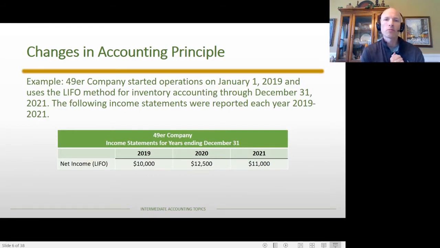49er Company started operations on January 1st, 2019, and they used the LIFO method for inventory accounting all the way through December 31st, 2021. And this was the income as it was reported from 2019 to 2021. Net income in 2019 was $10,000, in 2020 was $12,500, and then in 2021 is $11,000. For those students who are following the lecture, I formatted this a little bit differently than what you see in the problem in your notes, and it's just a little easier to digest in this format, so that's why I'm using it.